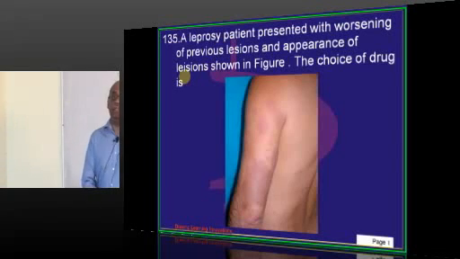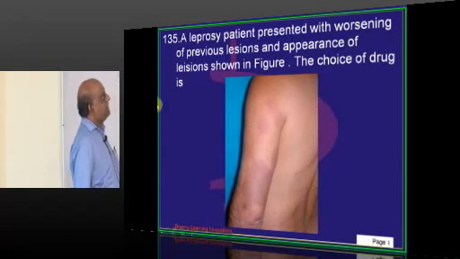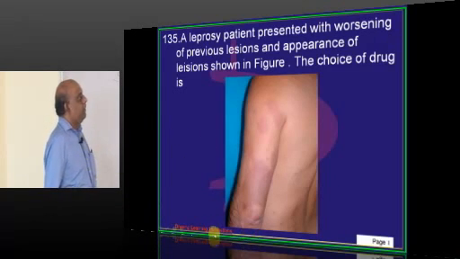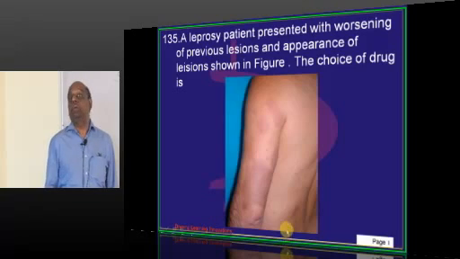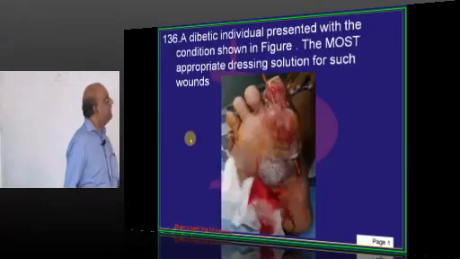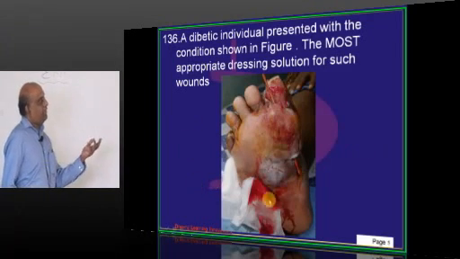A leprosy patient has worsening lesions and new appearing lesions. What you are seeing here is a type 2 lepra reaction. So what is the drug of choice, doctor? Thalidomide.